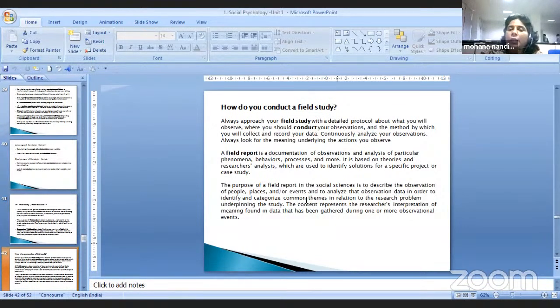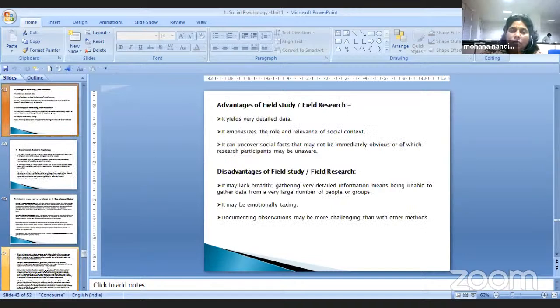information. We will make a report. We will analyze the data. So it comes under field study, the way they are giving the data to us.